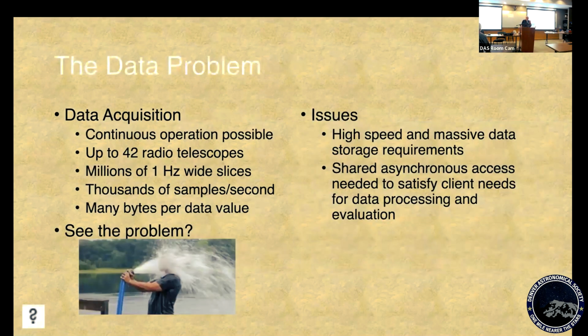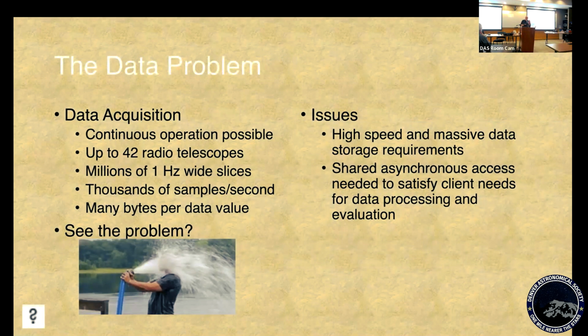Data acquisition, you have to understand the problem here. Continuous operation: you can do it day, night, any time of the year, it doesn't care what the weather is. And at the ATA, there are 42 telescopes. They can be used either individually, singly, or in pairs, or in groups. You might have one group focused on one part of the universe while another group is focused on some other part. And so there's a big problem here.